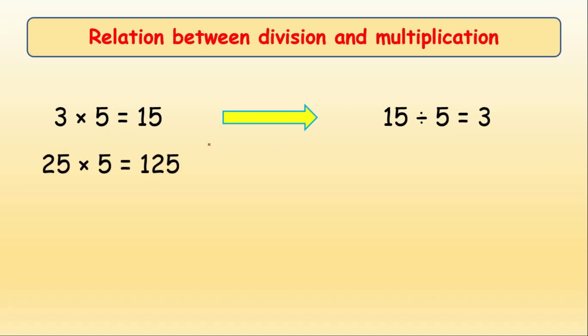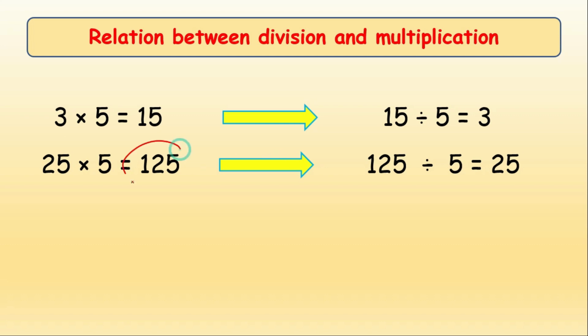Okay, another example. 25 times 5 equals 125. That means 125 divided by 5 equals 25. The same product changed to be what? To be the dividend, and a factor changed to be the divisor, and the other factor changed to be the quotient.